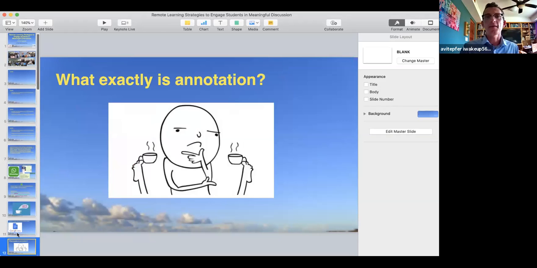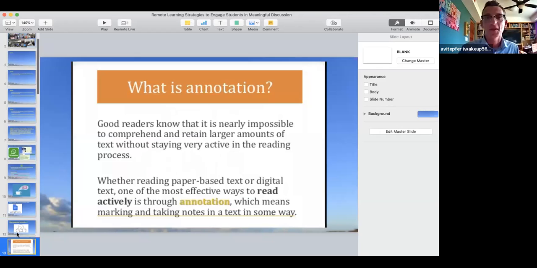So yeah, we're thinking, what is annotation exactly? And I'm going to show you a few examples from my work in New York City. I worked for many years as a middle school teacher, 6th, 7th, and 8th grade. So if you're a middle school teacher, I think you're gonna see some of this work and say, okay, yeah, that looks like it would work at the middle school level. Now, annotation. What is annotation?